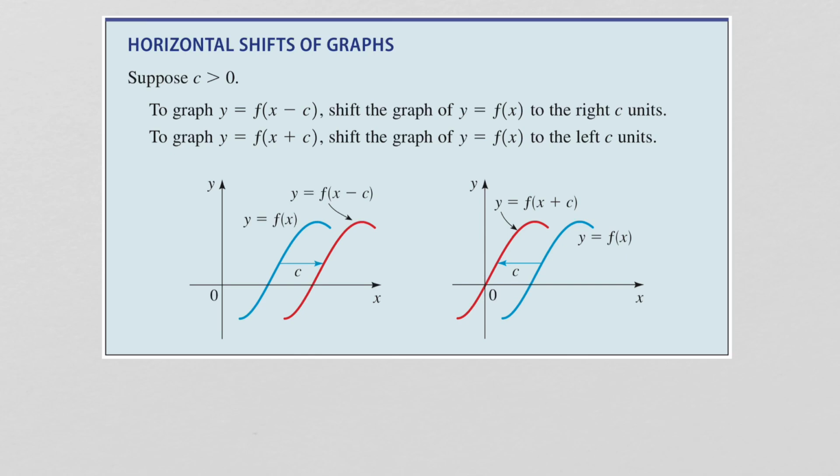Graphs can also be shifted horizontally. So to shift a graph horizontally, a distance of c units either to the right or to the left, we have to either subtract c or add c to x inside the function. So this is very different from what we did just a minute ago. Let's take a look at an example.